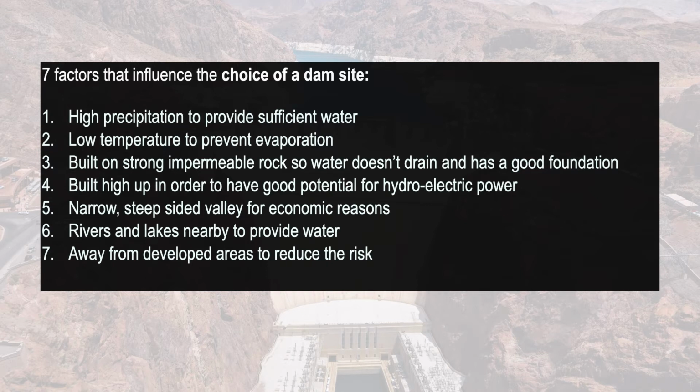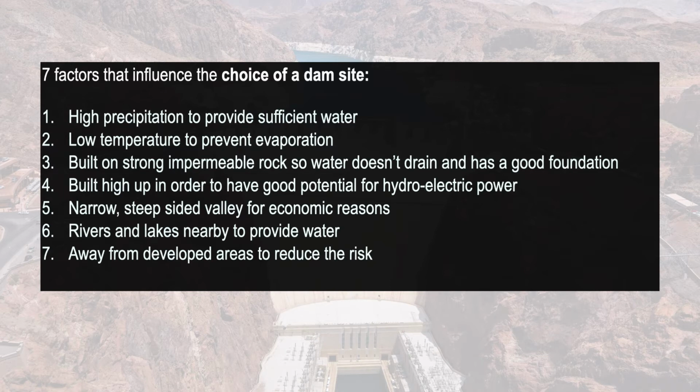And then that area should be high up in order to have good potential for hydroelectric power. If they build a dam in a flat area, it's hard for the water to spin the turbine to produce kinetic energy. That's why usually a dam should be built in a high area. As the water goes to the low area, it will flow faster, the speed of the water will increase. As a result, it will spin the turbine more often and produce more electricity.